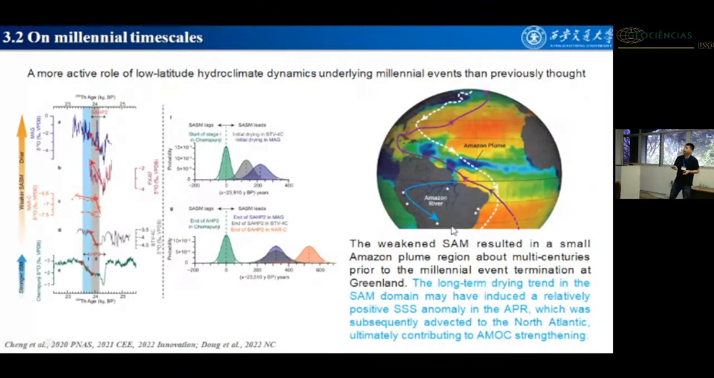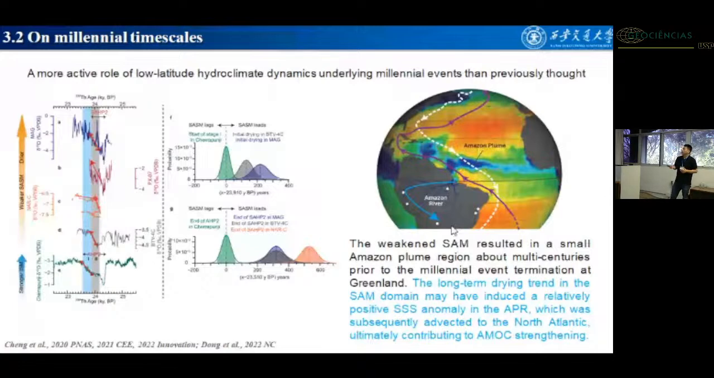We also find another interesting thing from the record from northeast Brazil during the Heinrich event. It's ending earlier than in the northern high latitudes. So it means a more active role of the low latitude hydrological dynamics underlying the millennial events than previously thought.